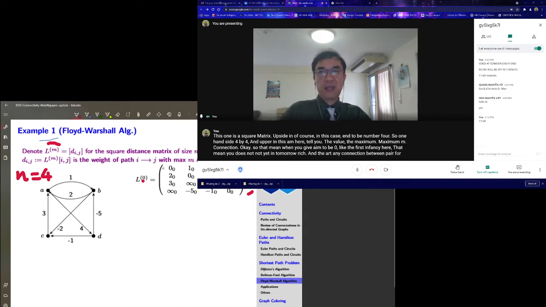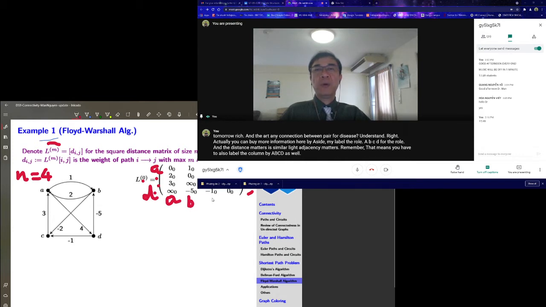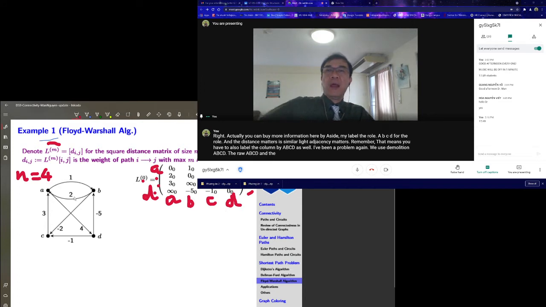You understand, right? Actually, you can write more information here by labeling the rows A, B, C, D, and the distance matrix is similar to the adjacency matrix. Remember, that means you also have to label the columns by A, B, C, D as well. So the rows are A, B, C, D, and the columns as well.